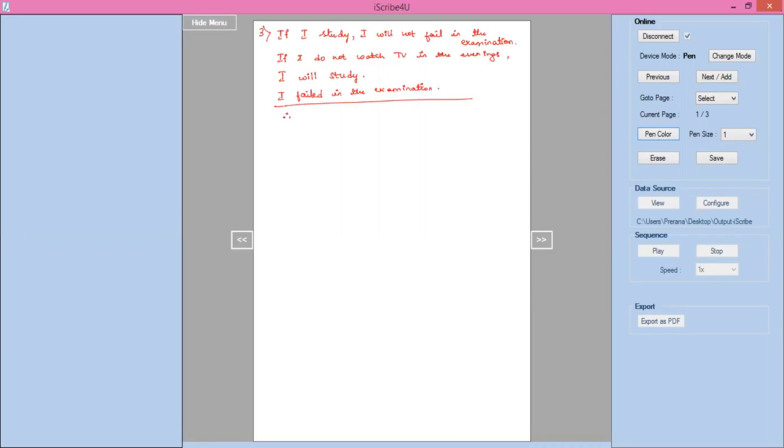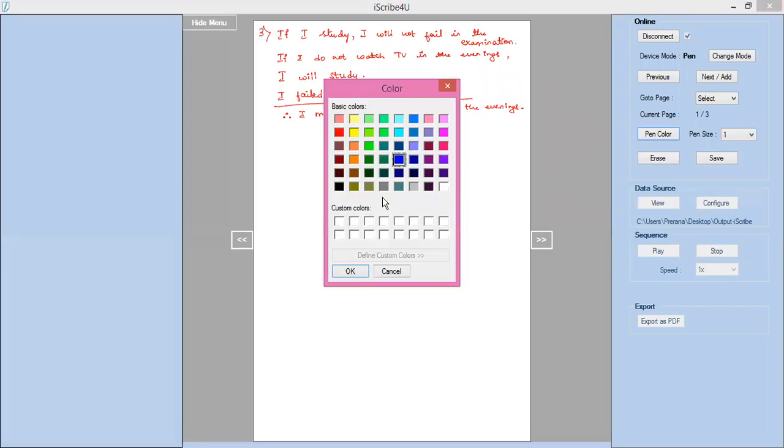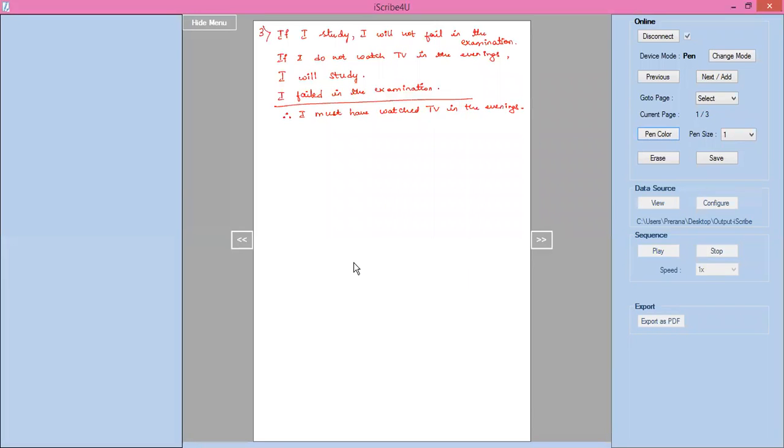Therefore, it is given, I must have watched TV in the evenings. So this is the given argument for us. We have to check whether this is a valid argument or not.